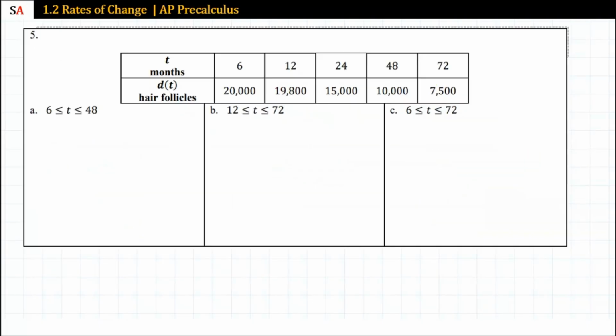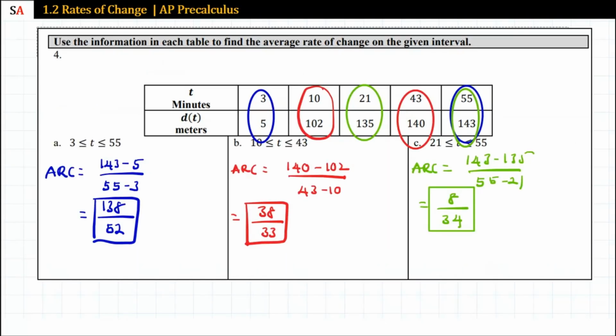Here we are given t in months and d of t in hair follicles. First, the units. Here t is in minutes and d is in meters, so the units are meters per minute. Here also meters per minute.